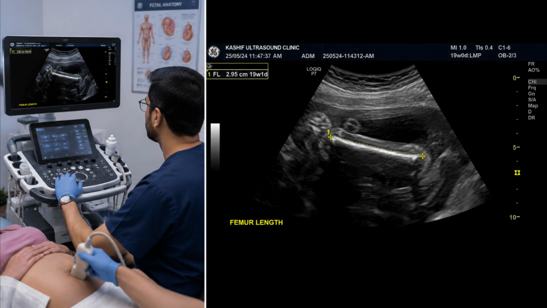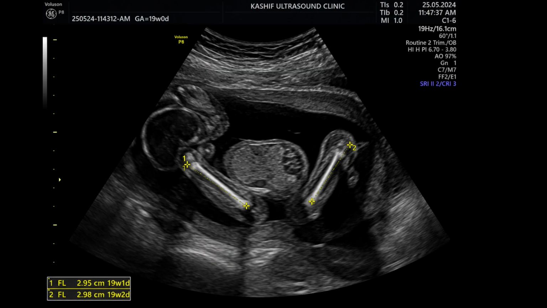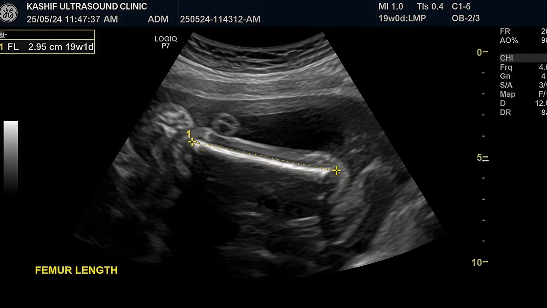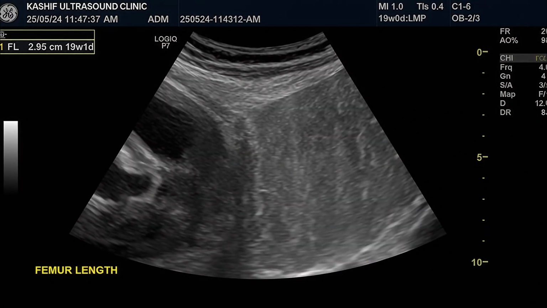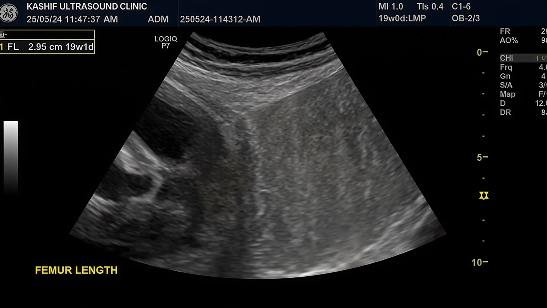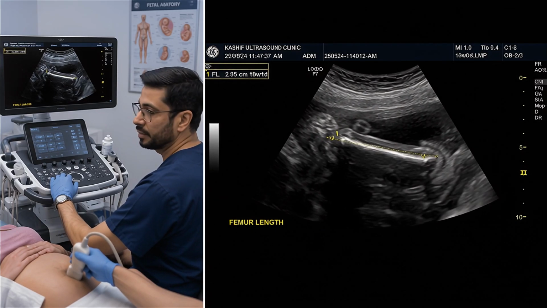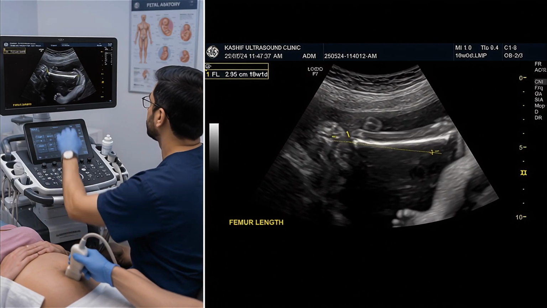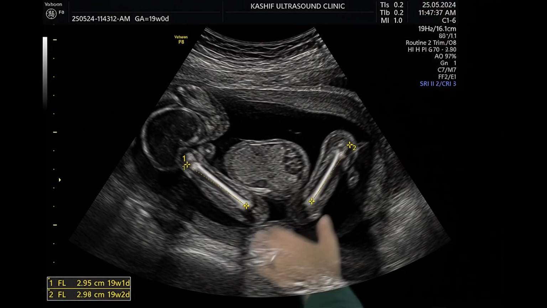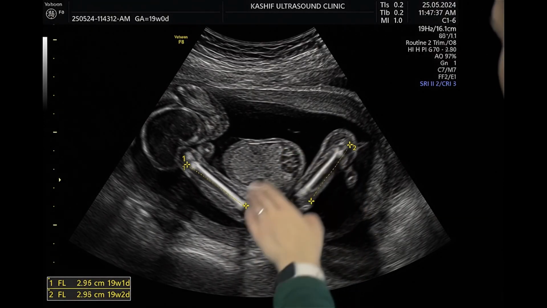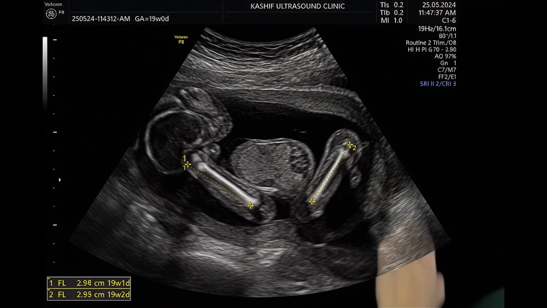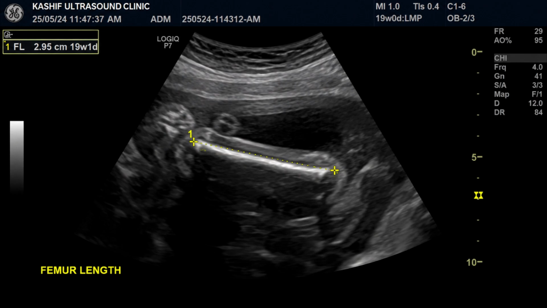Why is FL measured? Femur length helps in estimating gestational age, assessing fetal growth, calculating estimated fetal weight, EFW, detecting skeletal abnormalities, diagnosing growth restriction, screening for chromosomal abnormalities, and monitoring fetal development.